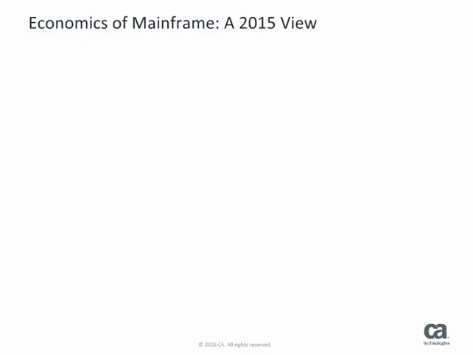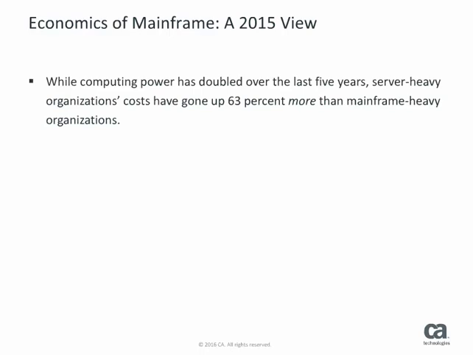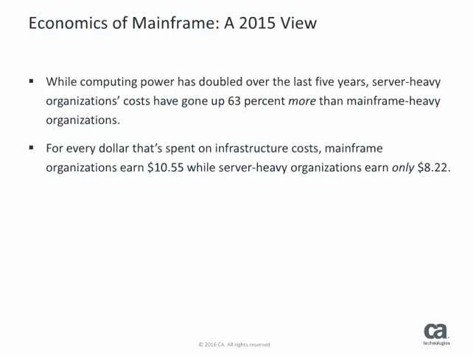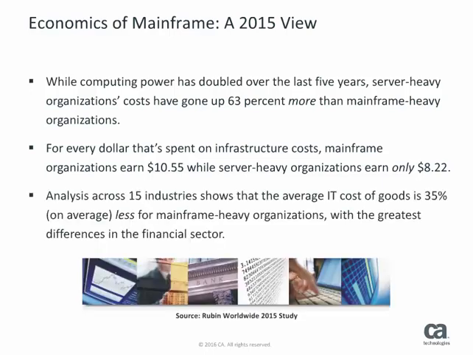In 2015, the economics of the mainframe reveals the following results. While computing power has doubled over the last 5 years, server-heavy organizations' costs have gone up 63% more than mainframe-heavy organizations. For every $1 that's spent on infrastructure costs, mainframe organizations earn $10.55, while server-heavy organizations earn only $8.22. Analysis across 15 industries shows that the average IT cost of goods is 35% on average less for mainframe-heavy organizations, with the greatest differences in the financial sector.